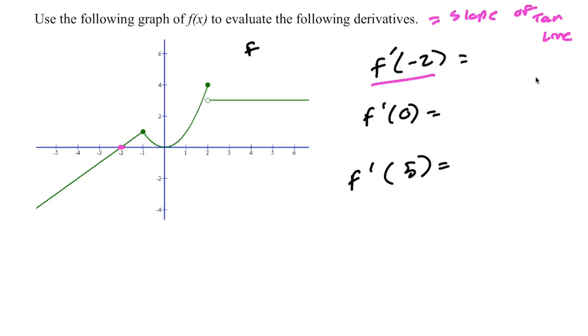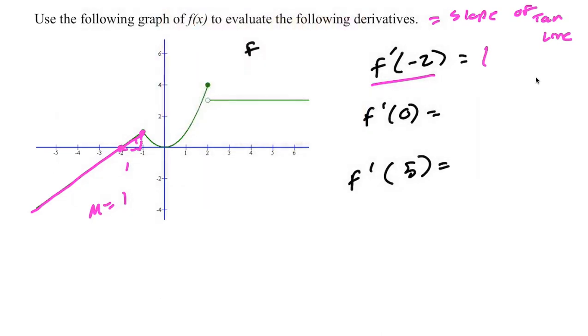So here's negative 2. All we have to do is find the slope of that line, right? Because the tangent line is the same thing, so we're going to find the slope of the line, just like we do in Algebra 1. Take 2 points, rise over run, 1 and 1, so my slope there is 1.